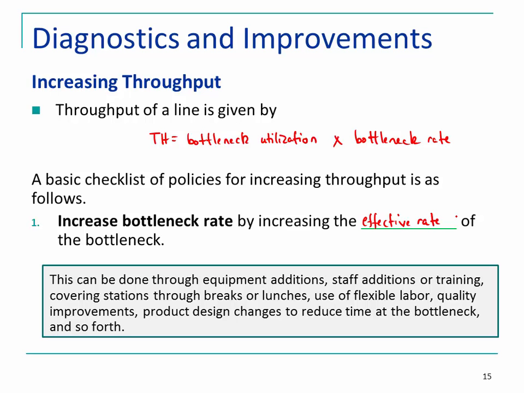of the bottleneck, and this can be done through equipment additions, staff additions, or training, covering stations through breaks or lunches, use flexible labor, quality improvement, product design change to reduce the time at the bottleneck, and so forth. So there's a list of things that you can do to make sure that you can increase your throughput through increasing the effective rate of the bottleneck.